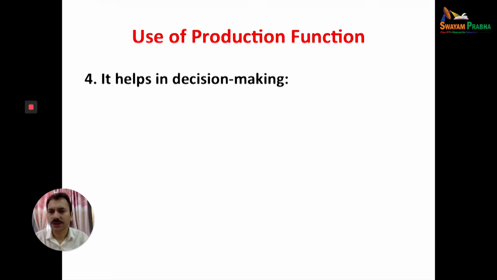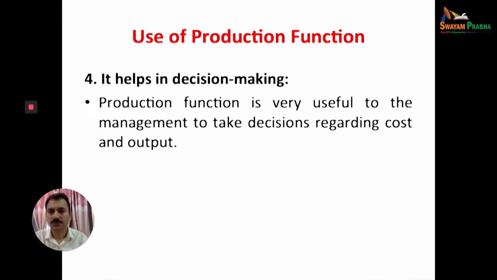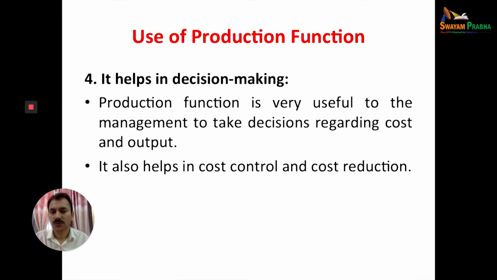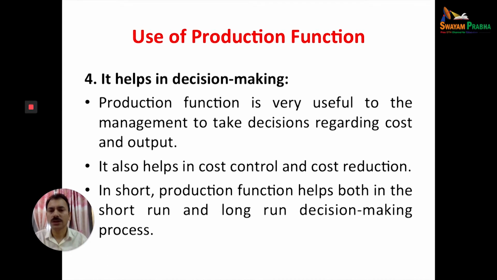Fourth, it helps in decision making. The production function is very useful to the management to take decisions regarding cost and output. Cost control and cost reduction are very important, and the production function will help in how to control and reduce the cost. So simply we can say that the production function helps both in the short run and long run decision making process.